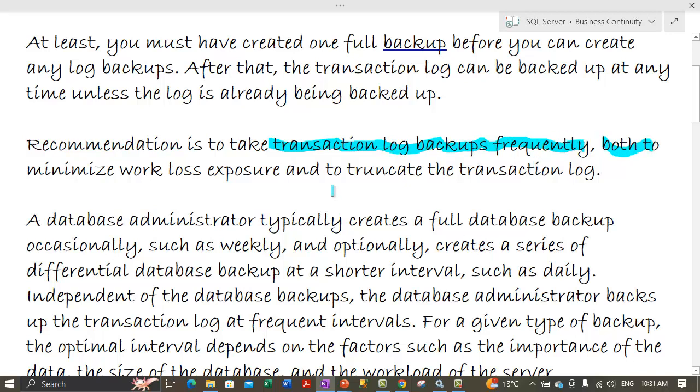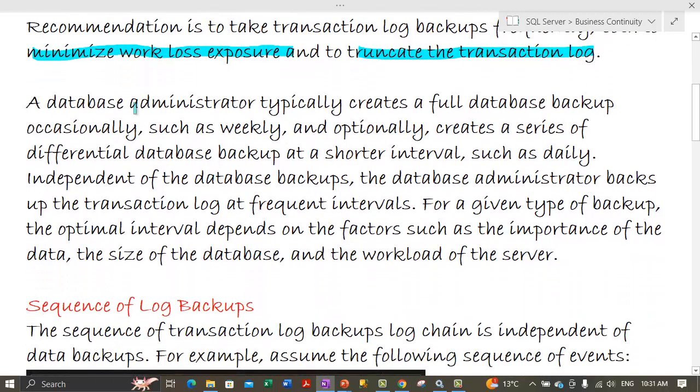This basically truncates the transaction log files, or makes it smaller, where the committed transactions get backed up and removed from the transaction log. So your transaction log becomes smaller. So it is recommended to always take transaction log backups more frequently. And this is also useful to minimize the work loss exposure in addition to truncation of the transaction log.